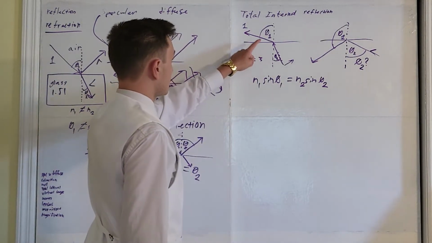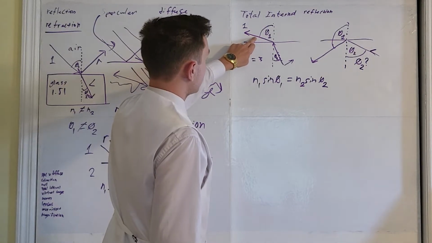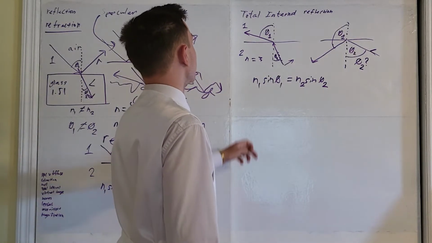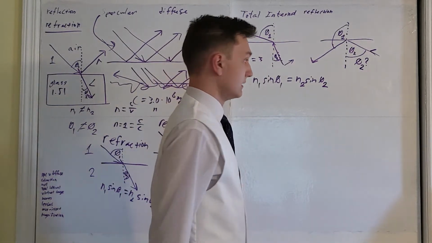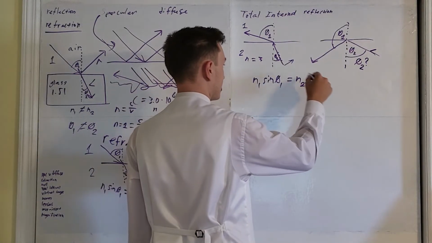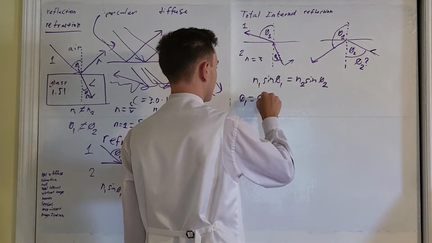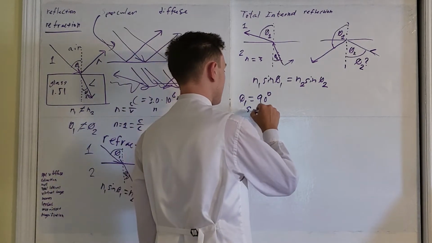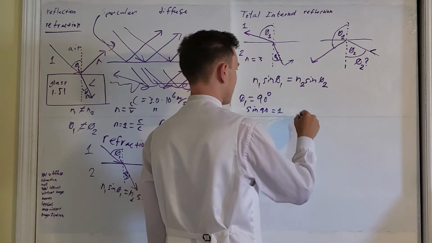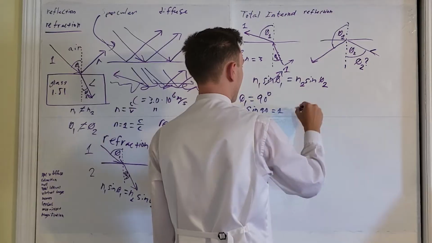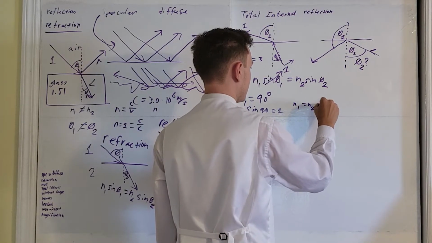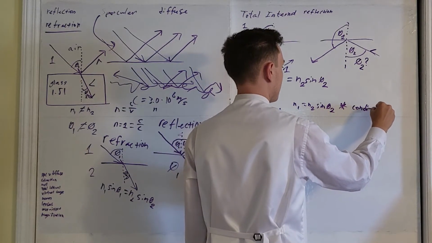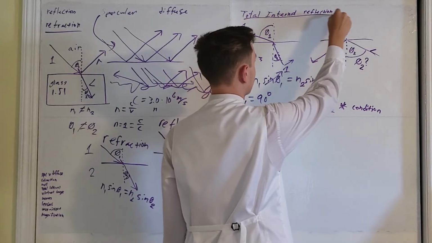Total internal reflection starts to happen when the exiting light ray no longer leaves the original medium. And that happens the moment theta 1 turns to 90 degrees, okay? So we can set theta 1 equal to 90 degrees. Now what's sine of 90 degrees? Sine of 90 degrees is 1. So therefore we can rewrite this equation as n1 equals n2 sine theta 2, and this is our condition for total internal reflection, okay?